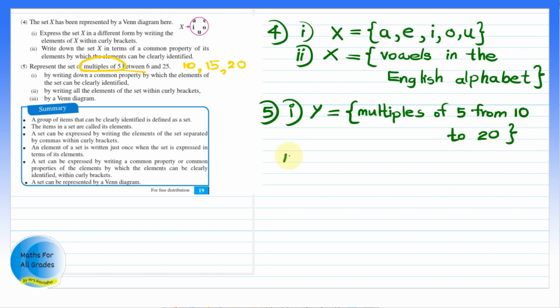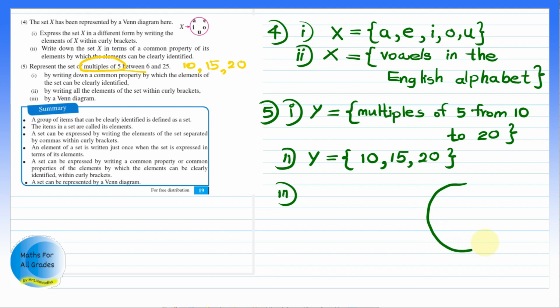Problem number 2. By writing all the elements of the set within curly brackets. Y equals, open a bracket, then write down the elements 10, 15, 20. Close the bracket. Problem number 3. By a Venn diagram. Draw a circle, then write down 10, 15, 20. And remember to name it.